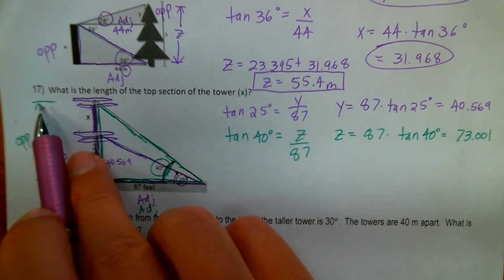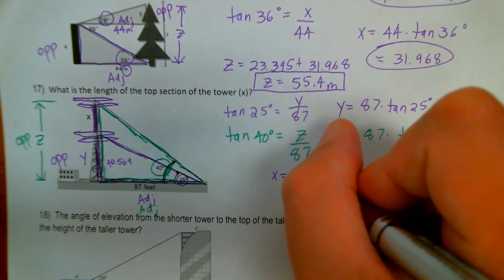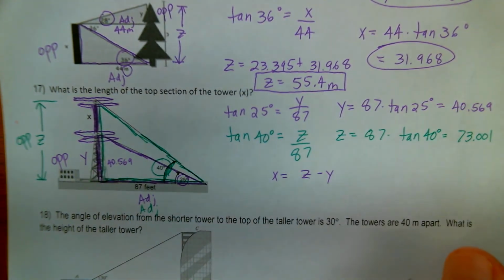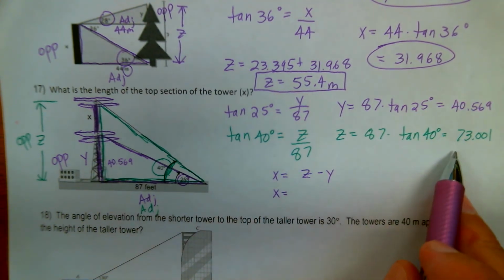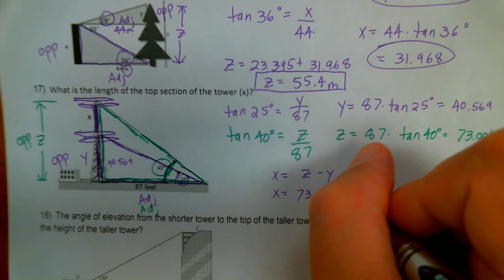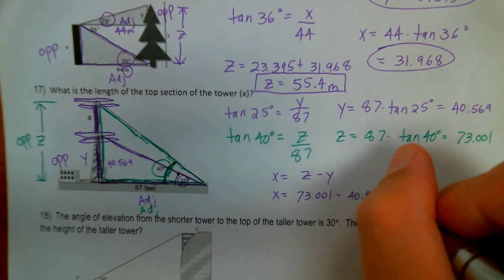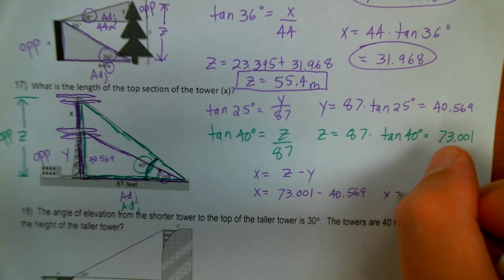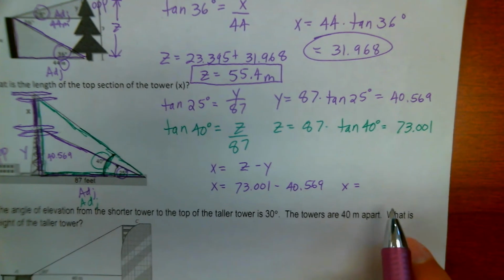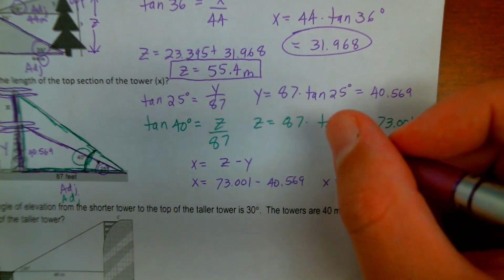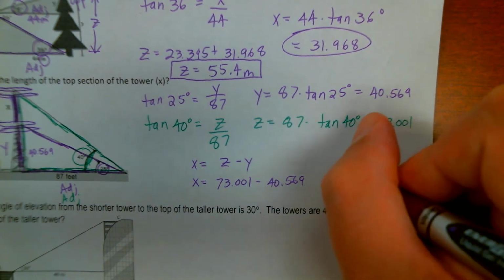X, the top piece, is the whole piece minus the bottom piece. So X is going to be equal to the whole piece minus the bottom piece, Z minus Y. So what is Z? Z we just found was 73.001, and Y we said was the 40.569. If you subtract those, you come out, again, it doesn't tell us how to round, so I'll round to the nearest tenth here. So we'll call it 32.4 feet.